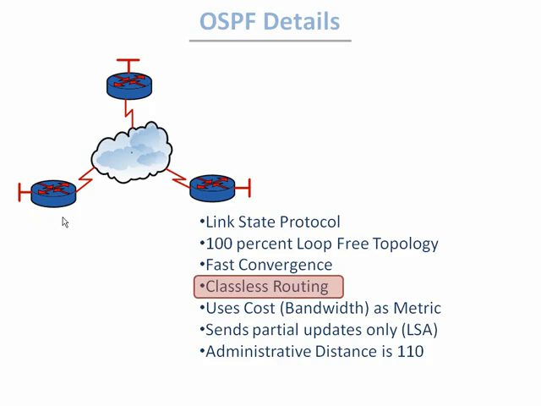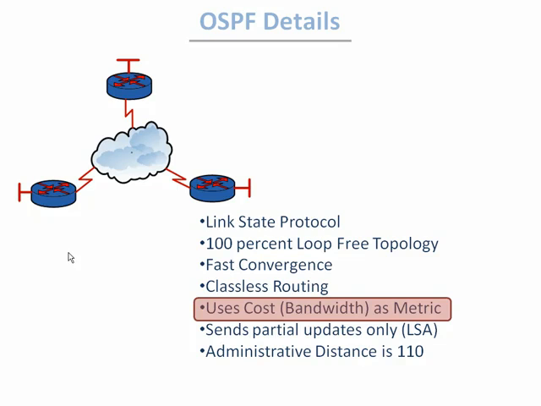OSPF uses what we know as cost as a metric to find the best path to a given destination. The cost is based on the bandwidth of the interface, and thus the router will prefer to send the traffic over gigabit interfaces rather than Fast Ethernet interfaces, because a gigabit interface has more bandwidth than Fast Ethernet interfaces.